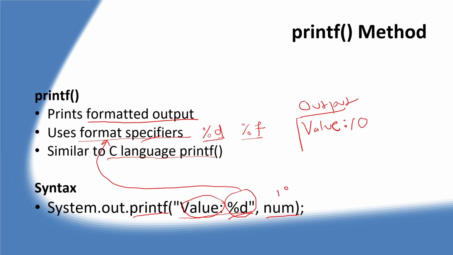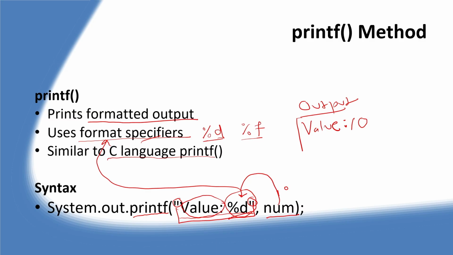So the printf method is used when we want formatted output. It allows us to insert variables into a string using format specifiers. So we are inserting variables into a string. Here we can see the double quotes. So this is a string, and we are inserting variables into the string. How? Using format specifiers.